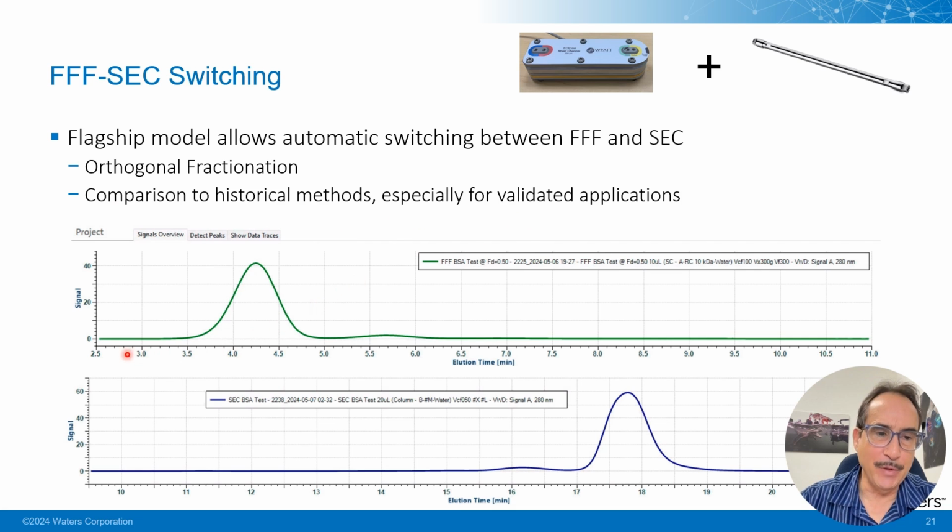And so here's an example of what that looks like. So here's an elution of BSA, and first the monomer comes out, and then the dimer, so there's this small and then large elution. And the next run was an SEC run, and of course it's inverted relative to FFF, so the dimer comes out first, followed by the monomer.